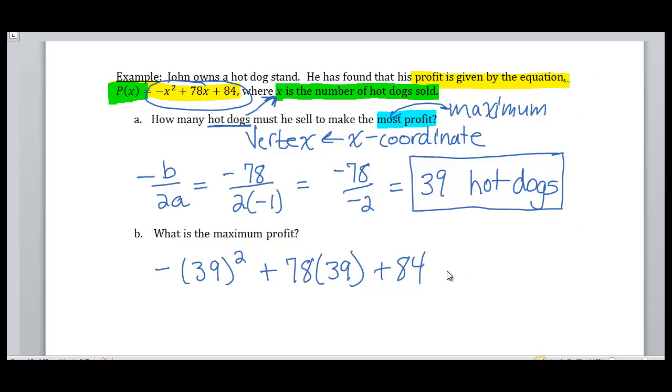And when you plug that into your calculator, you're going to get 1,605. So his maximum profit that he'd be making for selling those 39 hot dogs would be 1,605. All right. And that concludes our video on how to graph quadratic equations and solve quadratic application problems.